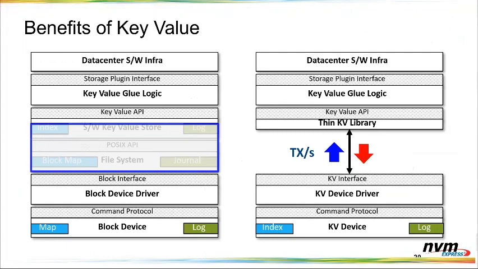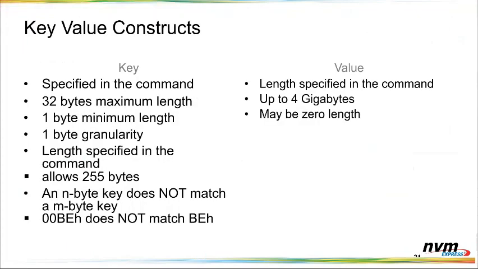It finally gets down to the device, and you have one and only one mapping file that now maps from your key to the physical location on your device of where that value is stored. So you have reduced system overhead in terms of processing, and you have reduced system overhead in terms of storage of information. So those are the benefits of key value.